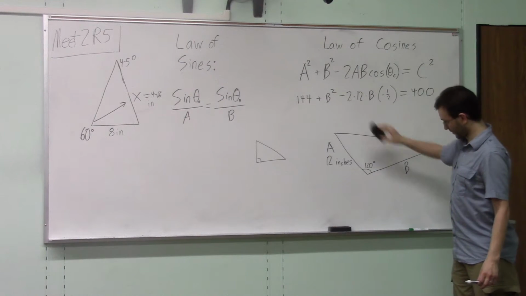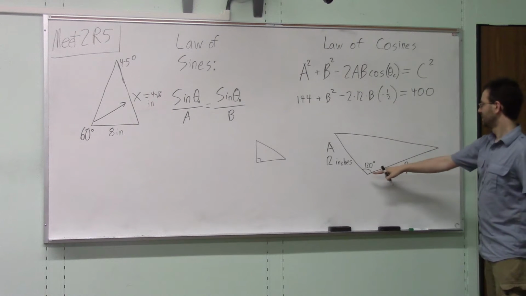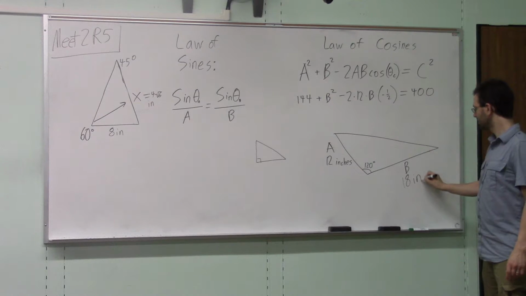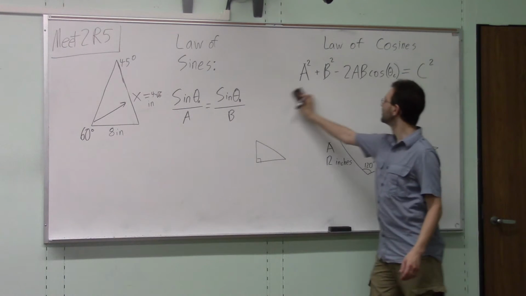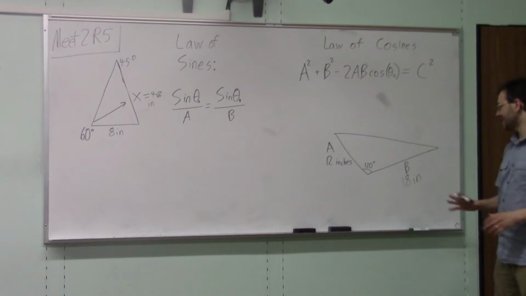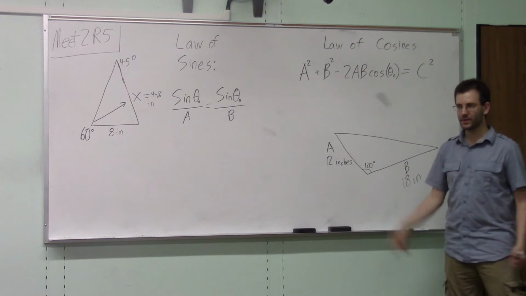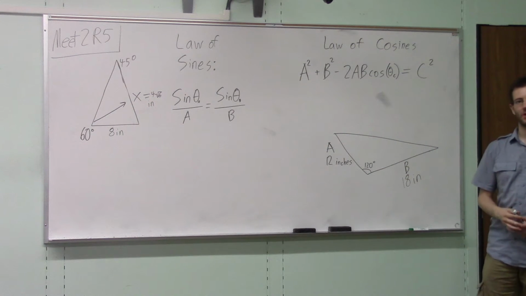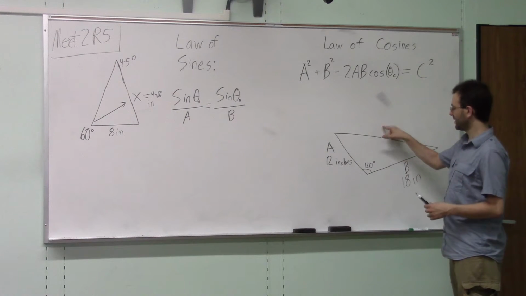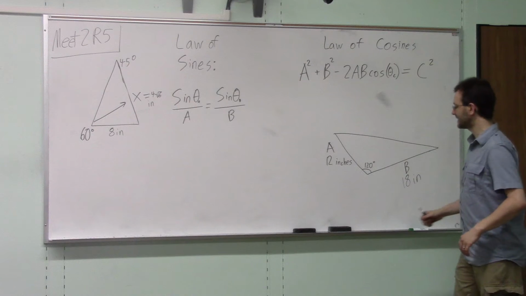Let's say I told you that this was 18 inches. This is even easier. Notice that this is a realization of the side angle side theorem. If we know two sides and an angle between them, we can figure out everything else there is to know about the triangle. We can't use law of sines because we don't have a side opposite this angle to use for that. But now we can use this instead.